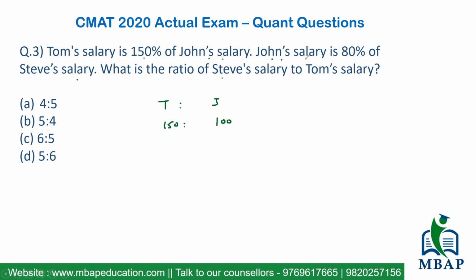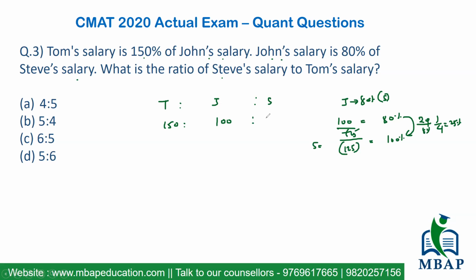Now, John's salary is 80% of Steve's salary. So we have to find out what is Steve's salary. I repeat, John's salary is 80% of what Steve's salary is. John's salary we have assumed to be 100. Now it says 100 is nothing but 80%. So what is the equivalent of 100%? That's going to be the salary of Steve. If you have to make 80 to 100, the value has to increase by 20 upon 80, which is 1 by 4, which is 25%. So 25% more will make the value 125. So the salary of Steve comes out to be 125.